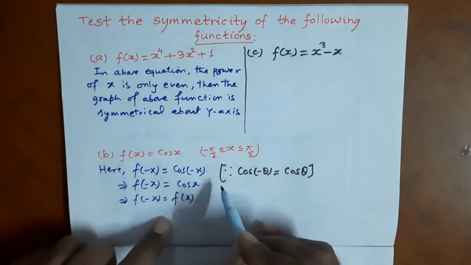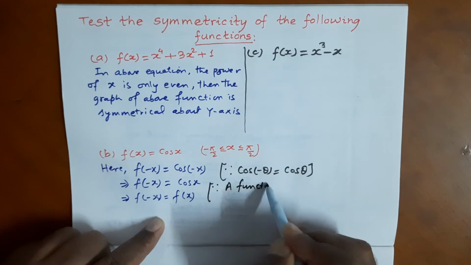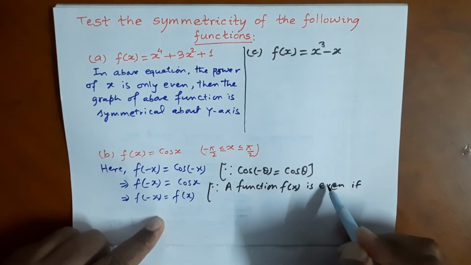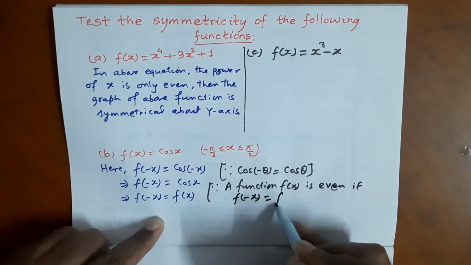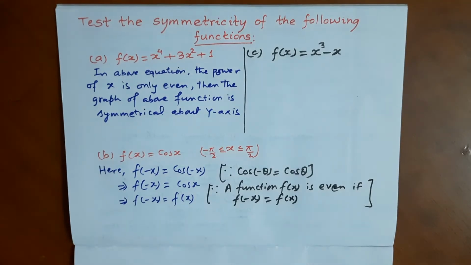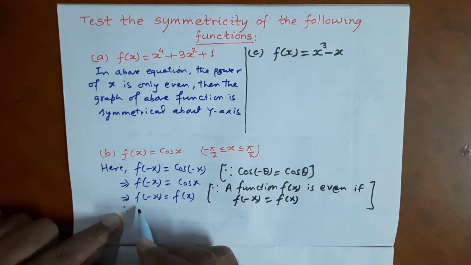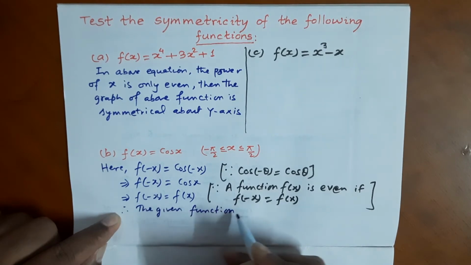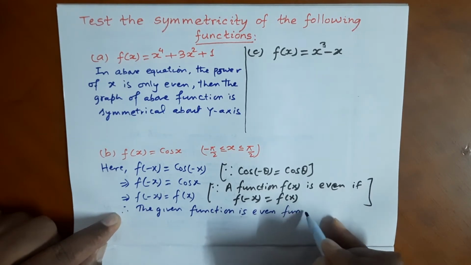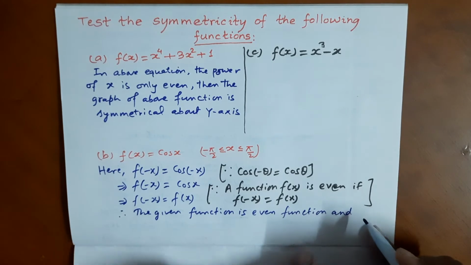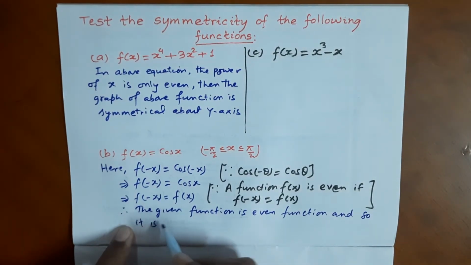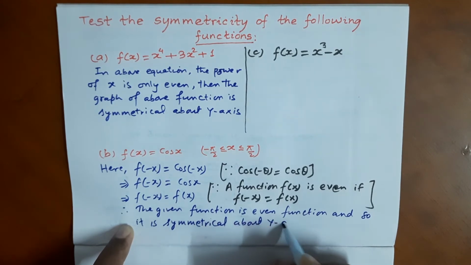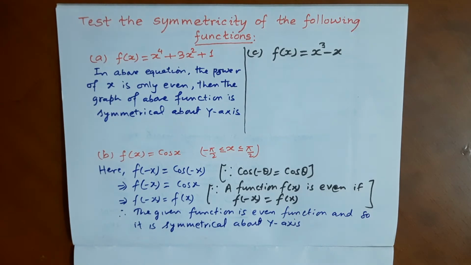And we know that a function f(x) is even if f of minus x equals f(x) for all x in the domain of f. Therefore, the given function is an even function, and so it is symmetrical about the y-axis. Okay, so an even function is symmetrical about the y-axis.